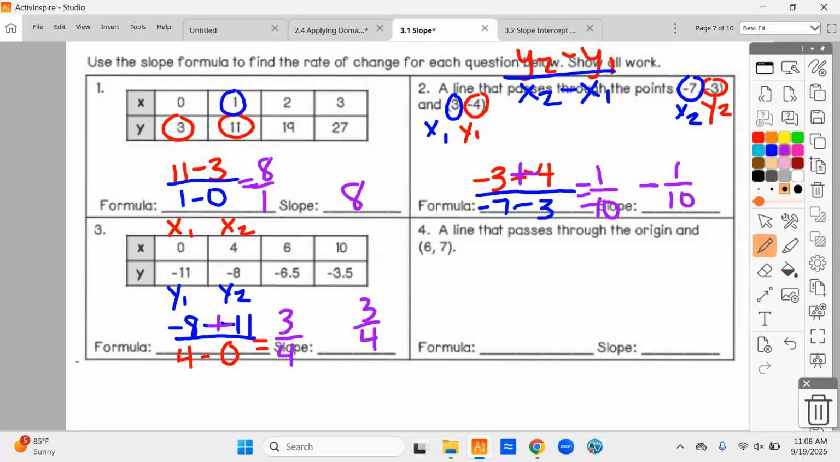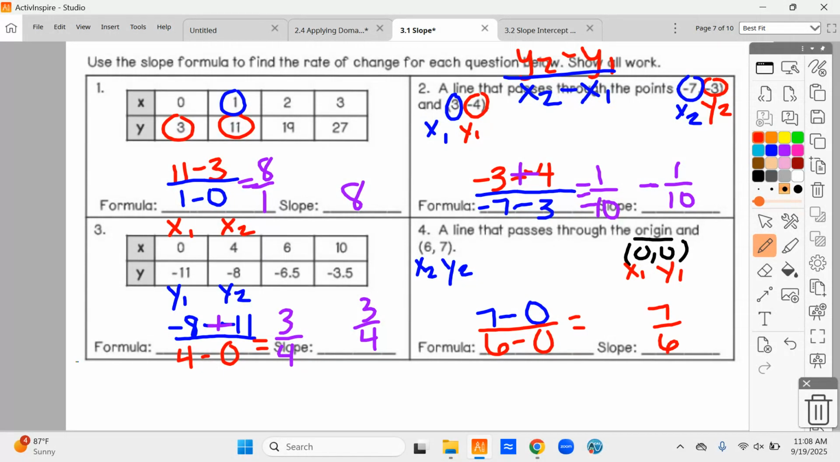And finally, it says a line that passes through the origin. You guys have been great with origin. Origin is 0, 0. So again, I'm going to label my y2. Actually, let me do these as my x1, y1, and x2, y2. So I'm going to do y2 minus y1, so 7 minus 0 over x2, which is 6, minus x1, which is 0. That's really easy math, and it just simplifies to 7/6. So our slope is 7/6.